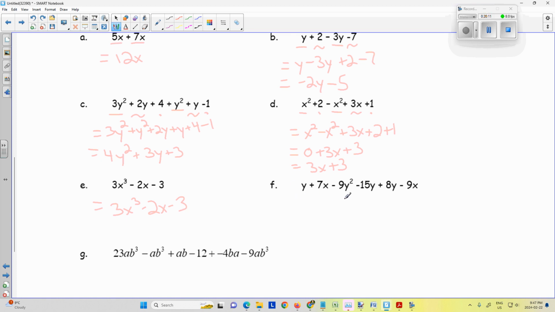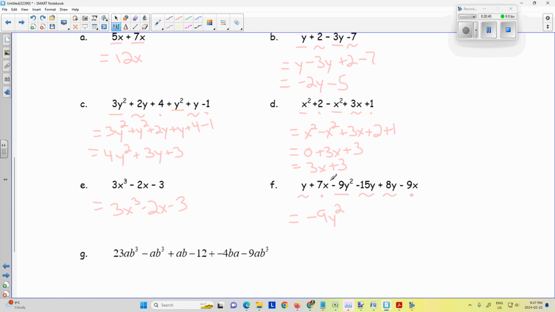This one, we're going to identify things. I've got a y squared. Here I've got a y. Here I've got a y, even though it's a negative 15y. I've got an 8y. I've got x, and I've got an x. Well, let's try to organize these. We're going to go highest to lowest. So I'm going to have negative 9y squared.